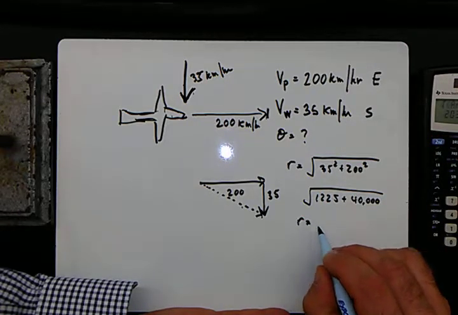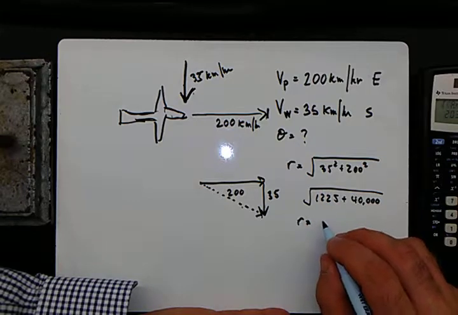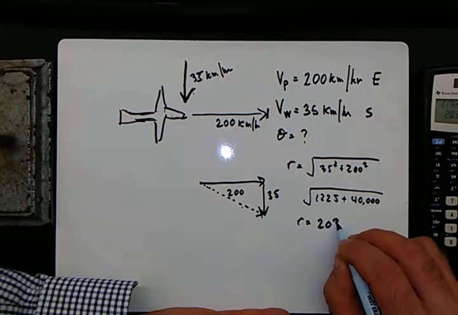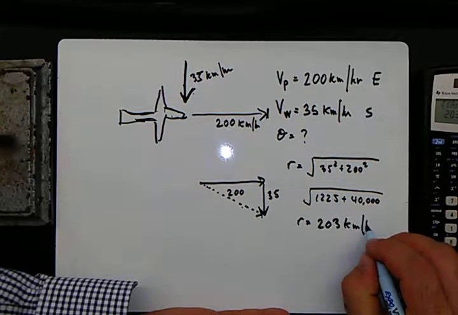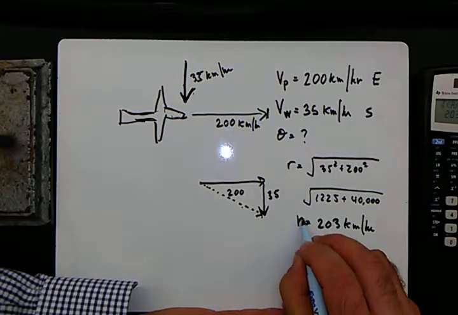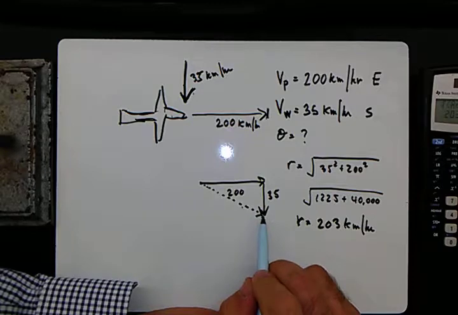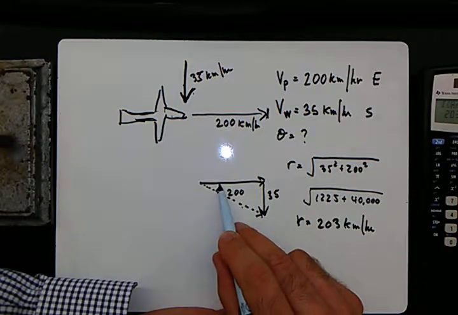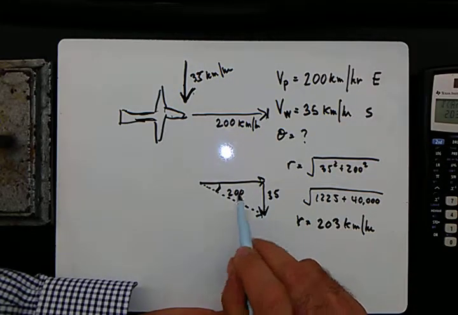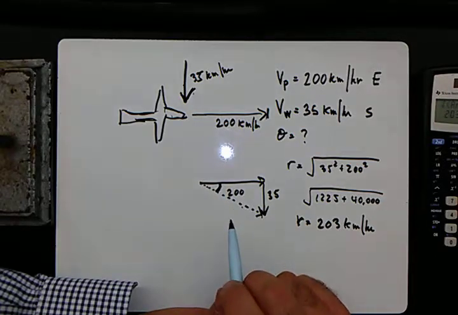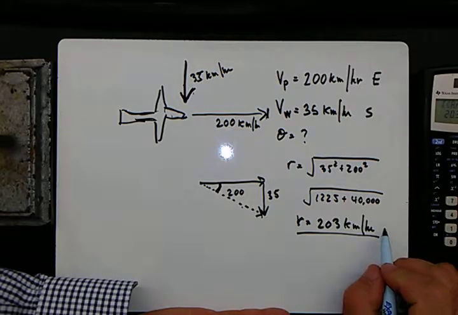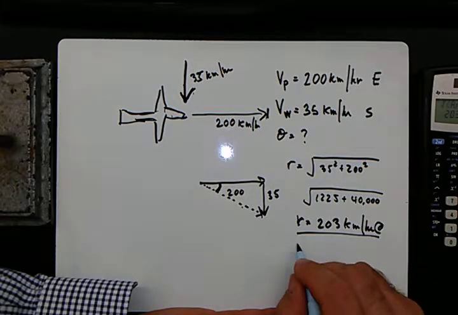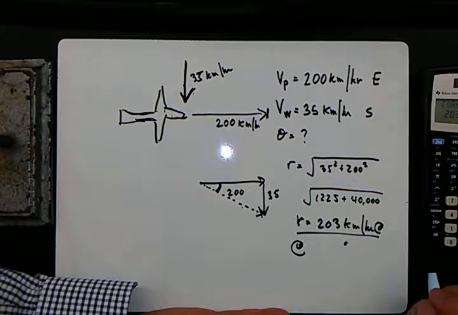Okay, so the resultant ends up being 203 kilometers per hour. So it sped the plane up a little bit, but it put it off at some angle here. Again, this is not to scale, but it's so I can actually fit the angle in here. So that's the resultant speed, but I need to know the direction. We'll put that over here at some angle.